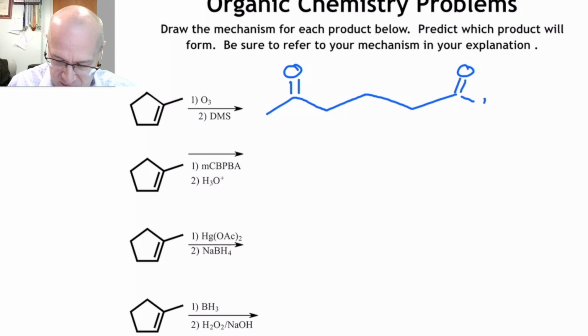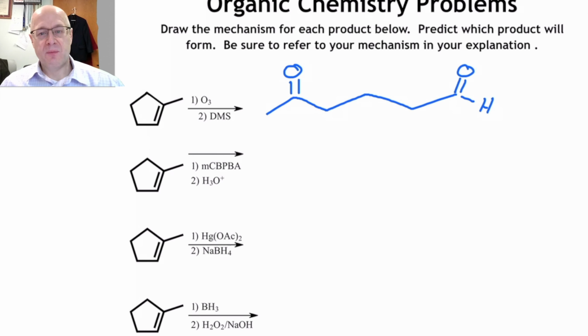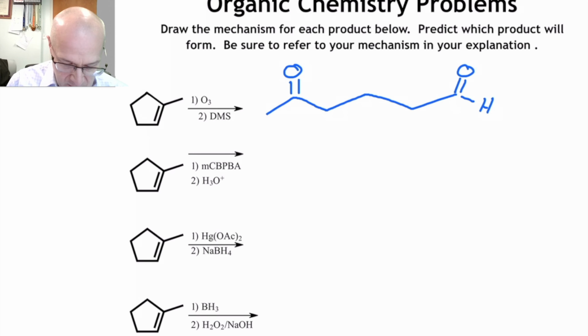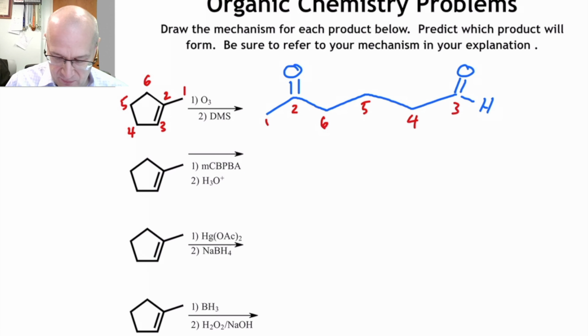Now ozone is known to oxidize double bonds and break them apart and put ketones or aldehydes where the alkene used to be. So let me just number these carbons real quick. 1, 2, 3, let me go the other way. 3, 4, 5, and 6. So this would be 1, 2, 6, 5, 4, 3.